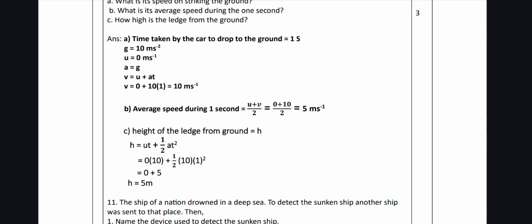Next, they are asking how high is the ledge from the ground. So the height of the ledge from the ground is equal to h. h is equal to ut plus half at square. u we got the value as 0 and t as 1, so plus half into 10 into 1 square. 0 into 1 is 0. Then half into 10 into 1 is equal to 5. So 0 plus 5, h is equal to 5 m.